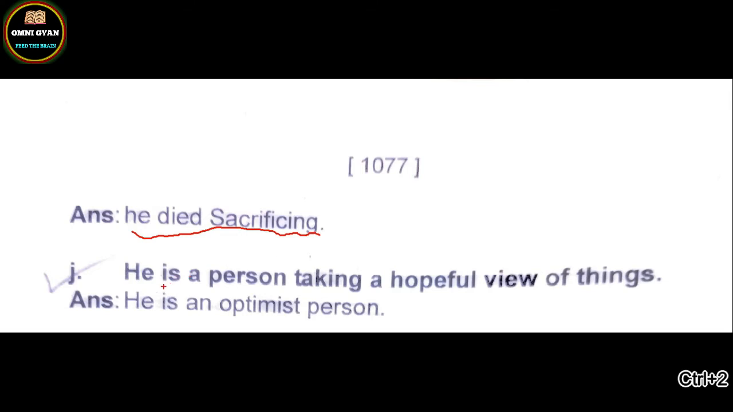Next one. He's a person taking a hopeful view of things. So any person who takes a hopeful view of things, or it may be asked in this way also, he's a person who looks at the brighter side of things. So always positive in attitude. Somebody who is always positive in attitude is known as an optimist. So if you rearrange the sentence, it becomes, he is an optimist. Okay, let us move on.